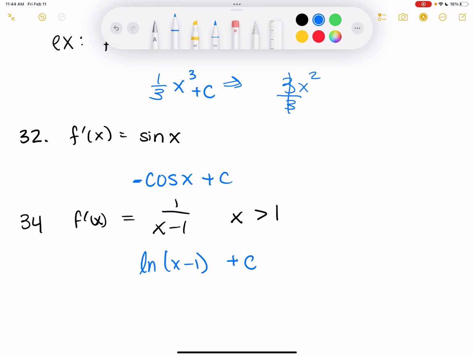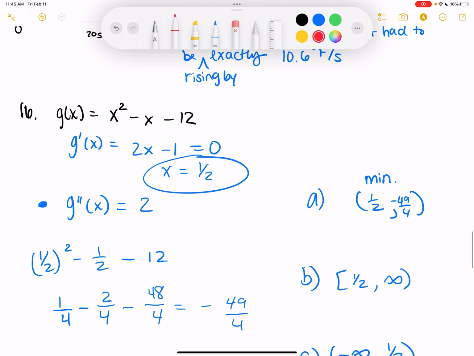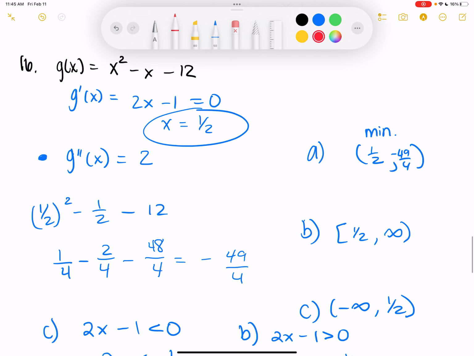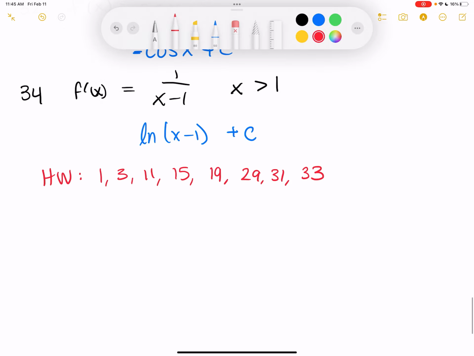All right, so problems that I would recommend you look at from this section: 1, 3, 11, 15, 19, 29, 31, and 33. And I'll see if I can find that thing about the second derivative that we were looking at up here, because there is a way that you can use the second derivative to figure out if this is a min or a max. I'm just blanking on what it is that you compare it to at this moment.